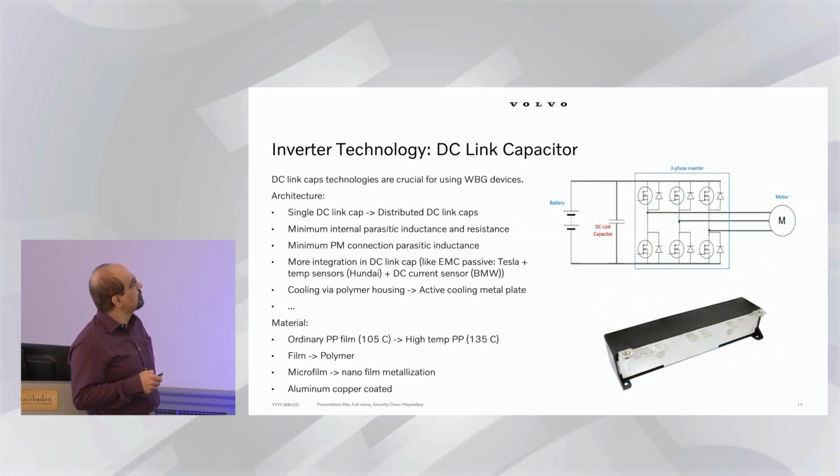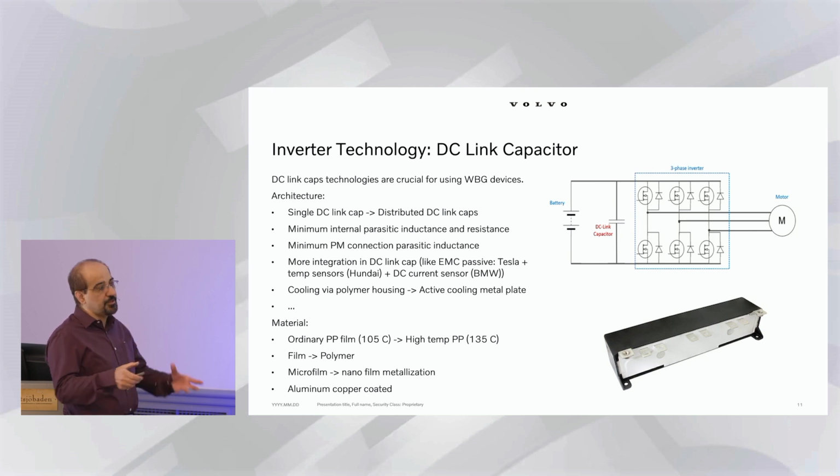Look at the DC link cap. If you're going to really benefit from the wide bandgap devices, the DC link cap is one of the crucial, critical components that we have. Among the technologies that we can see, instead of using a single DC link cap, there is a possibility to have a distributed DC link cap to decrease the parasitics. And also we have seen that they try to minimize the internal parasitic inductance and resistance.